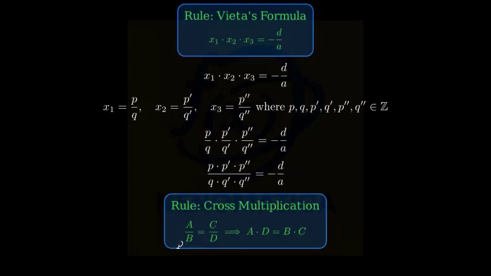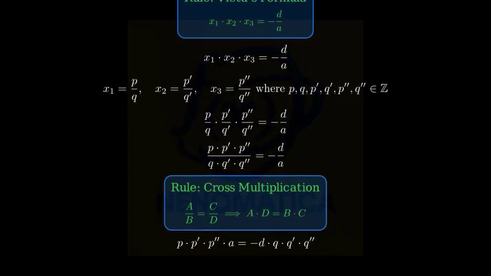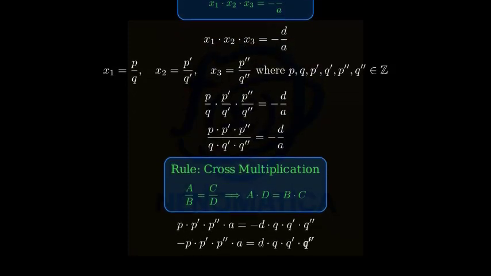Cross-multiplying, we get the product of p times p prime times p double prime times a equals negative d times the product of q times q prime times q double prime. Now, let's rearrange this to get our desired conclusion. First, we'll move the negative sign to the left. Negative p times p prime times p double prime times a equals d times q times q prime times q double prime.